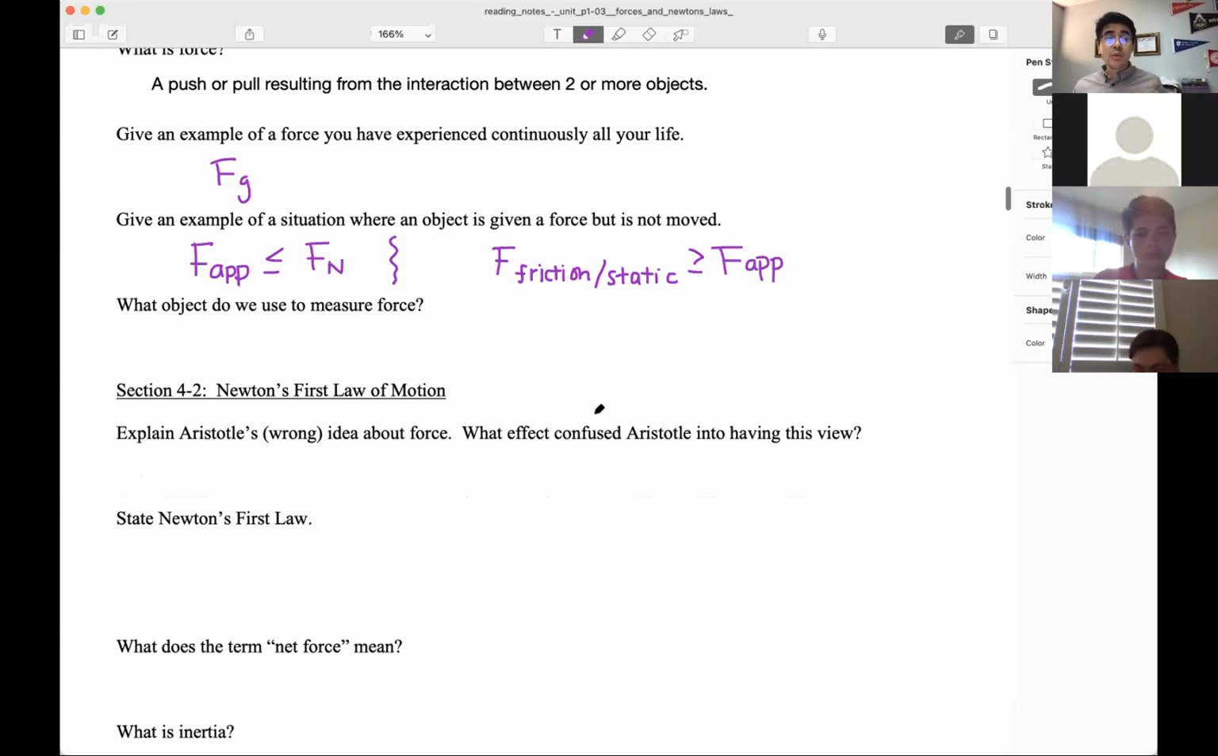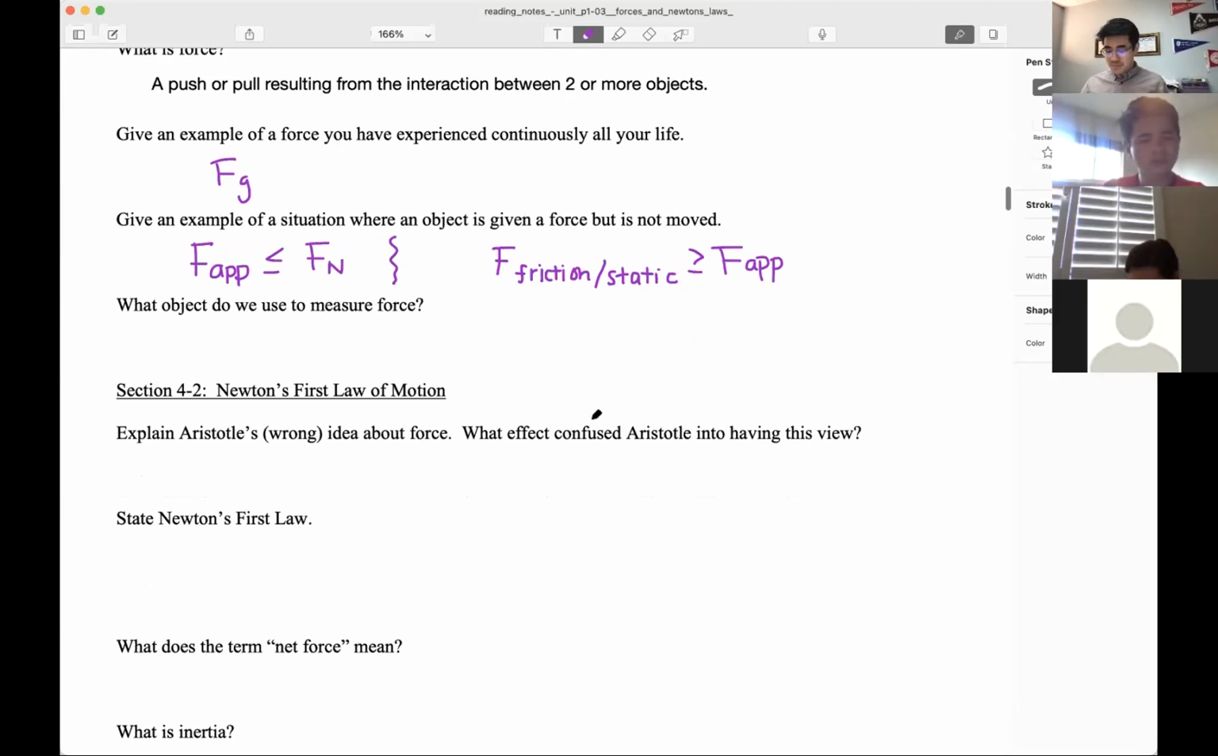What object would we use to measure force? You can use a spring scale sometimes. That's where you have a thing and you literally can see how many newtons of force it's pulling. So in case you ever have to design an experiment using force, you can just talk about a spring scale to measure different amounts of force.